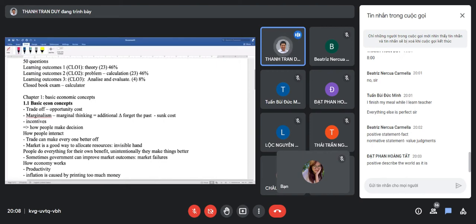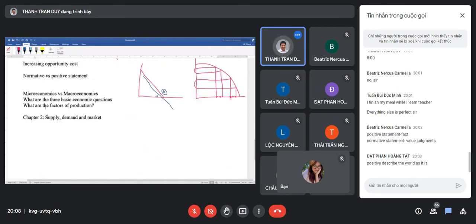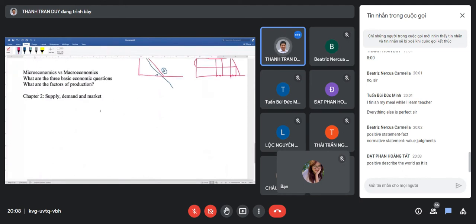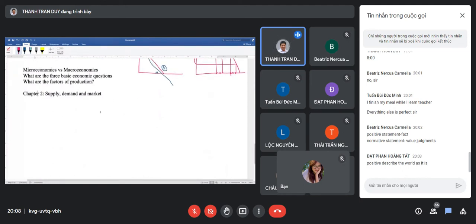If you have no questions, we move to chapter 2, supply and demand. If you see the video clip I shared in the e-learning, by Marginal Revolution University, they have a very interesting way to explain the concept. So if you have time, just watch the video clip. It is better than mine, and the video clips help us understand the lecture much better. All right, now we move to chapter 2.